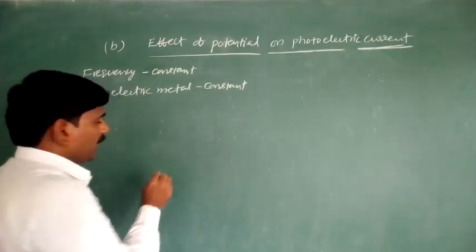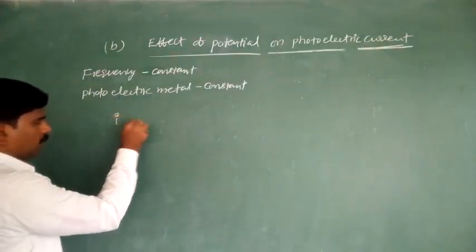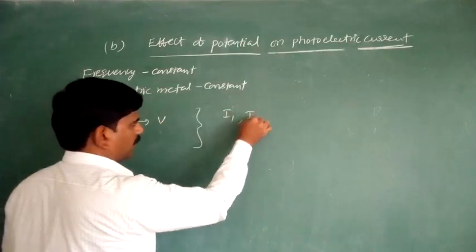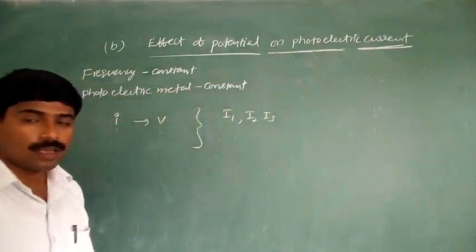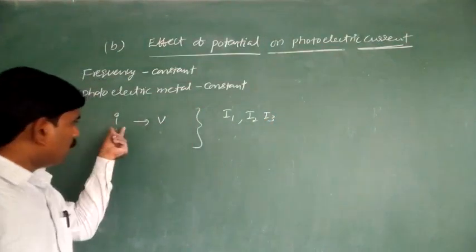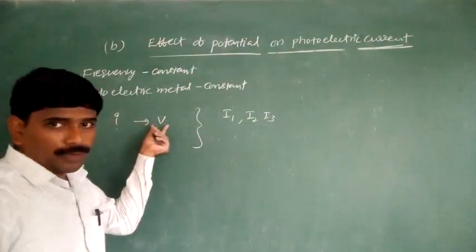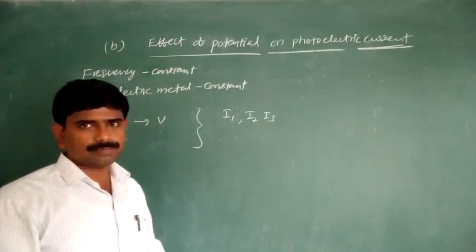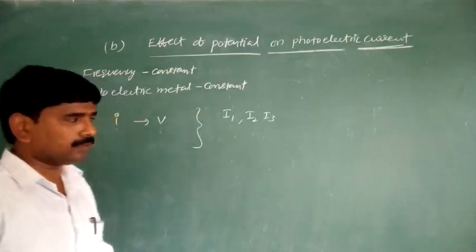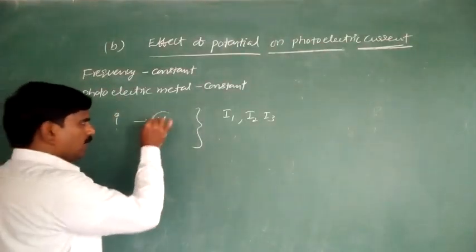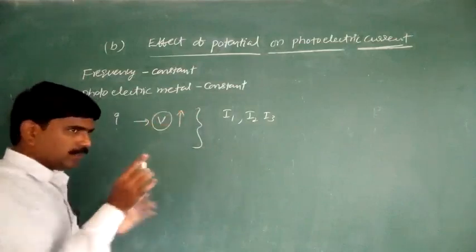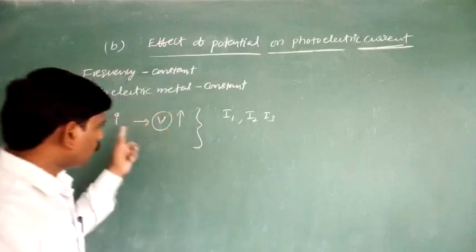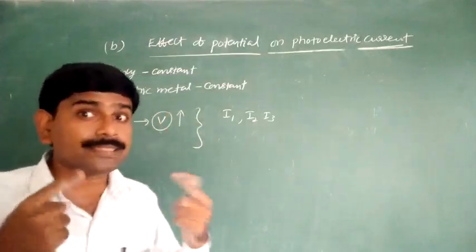Here, how the current value varies with respect to the voltage for different intensities I1, I2, I3 and so on. How the current value varies with respect to the potential difference, or applied potential, for different intensities of the light. Generally we observe that when the voltage value increases, meaning the potential difference between the electrodes increases, the photoelectric current also increases, that is, for positive voltage.